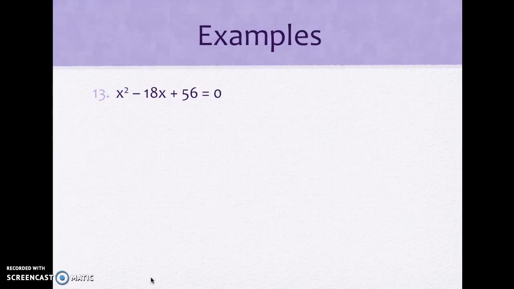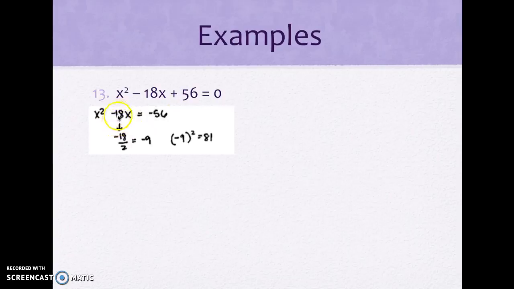So number 3 on your packet should be x squared minus 18x plus 56 equals 0. So we want to go ahead and move c to the right side of the equal sign. Okay, so how do we go about moving c to the right side of the equal sign? Well, we subtract 56 from both sides. So once we do that, we have x squared minus 18x equals negative 56.